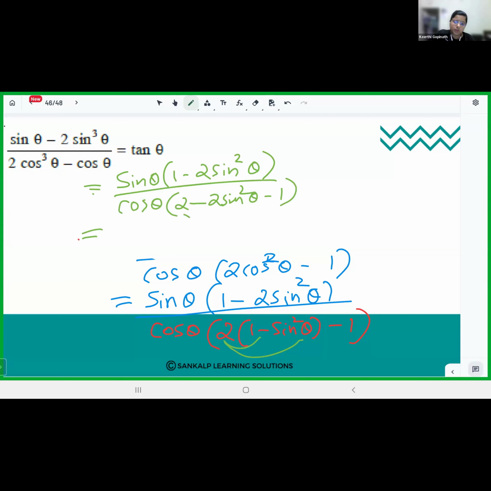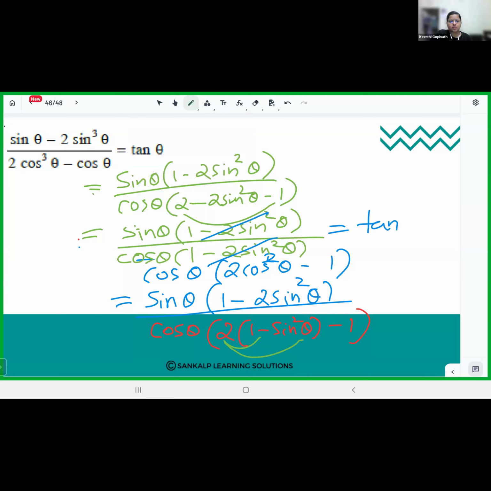2 minus 1 is 1, right? So sine theta into 1 minus 2 sine square theta divided by cos theta into 2 minus 1 is 1. So 1 minus 2 sine square theta. Now can you cancel these two? These two are common, so we can cancel. So sine theta by cos theta is equal to nothing but tan theta. This is equal to RHS. Right? So we have proved this identity also.